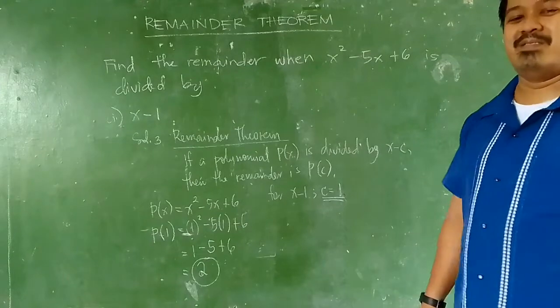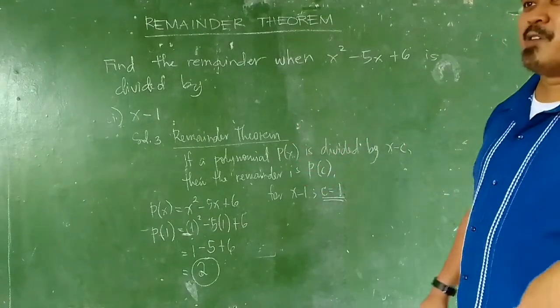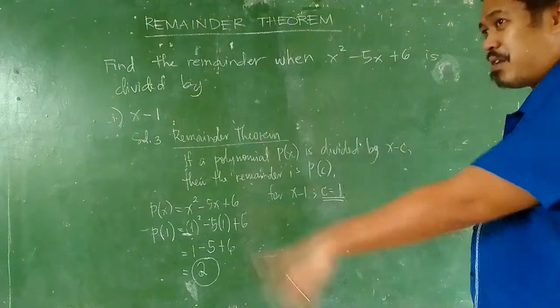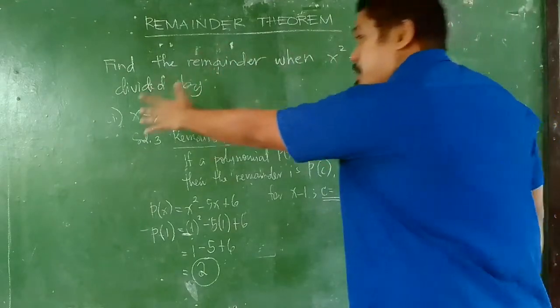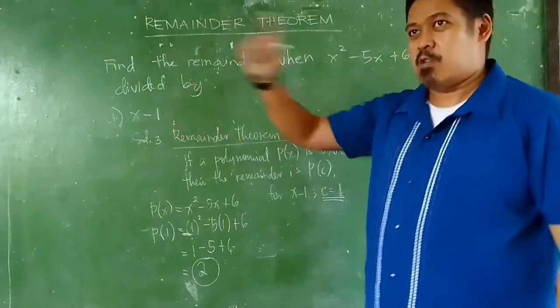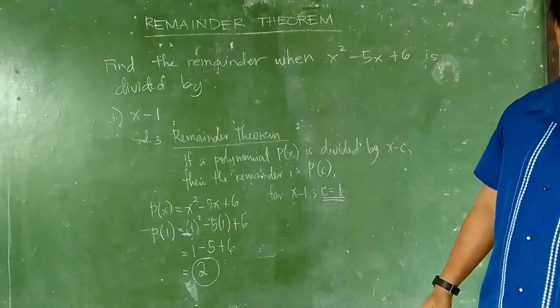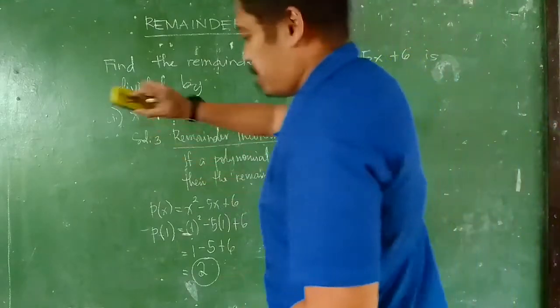That is our solving. So, this is the easiest way of getting the remainder when a certain function is divided by a binomial in this form. When it looks like this. So, let's have another example here. Let me erase this.